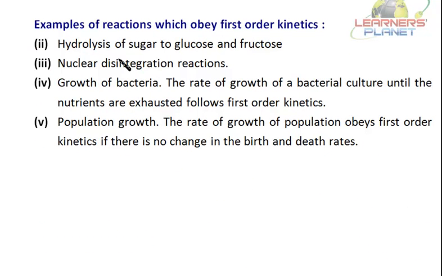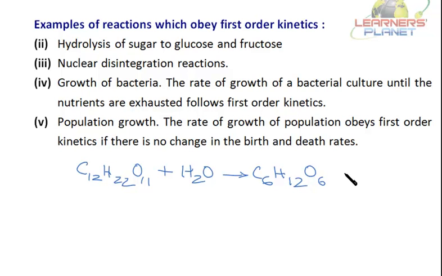Here are a few examples. Hydrolysis of sugar to glucose and fructose. That is sugar, C12H22O11 plus H2O. It is giving C6H12O6 plus C6H12O6. That is the glucose and fructose.